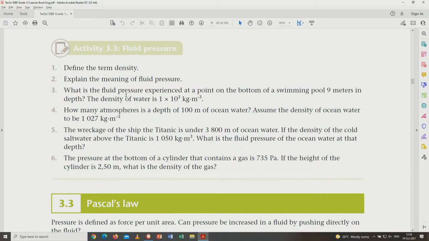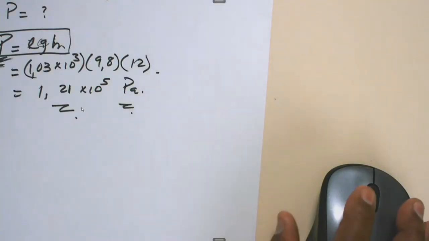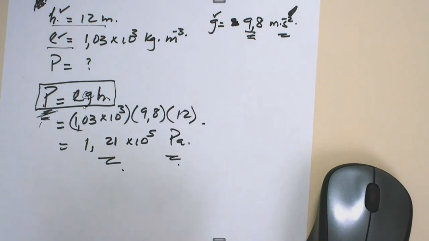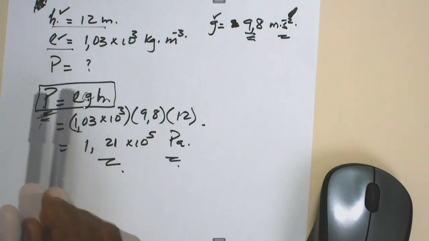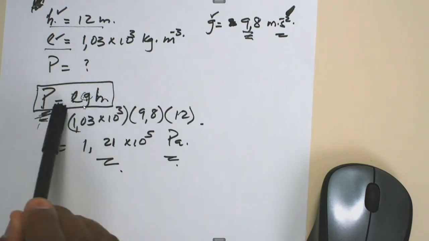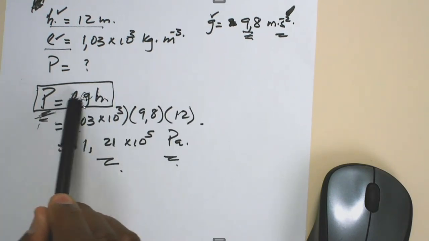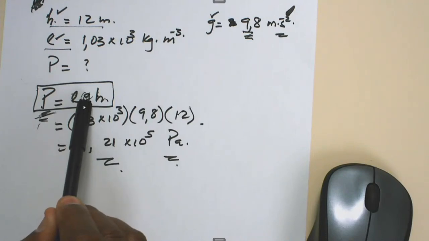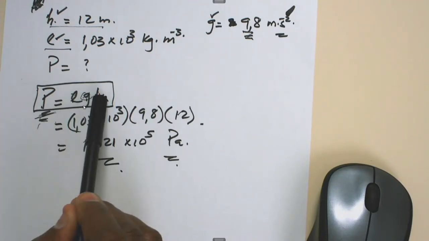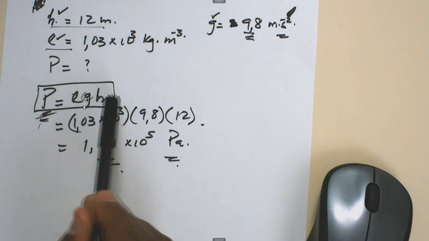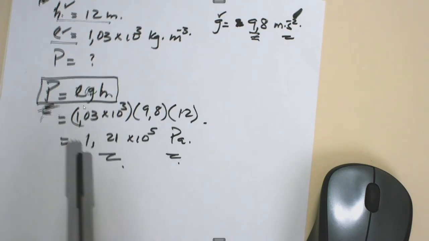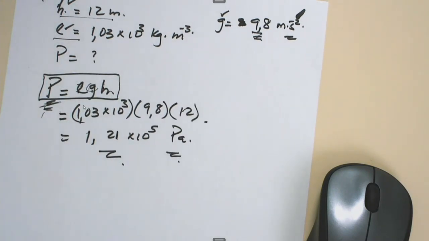I think you can do that, but the basic idea is that you need to look at that relationship. I think that is the important relationship. A pressure in a fluid is equal to density times G times height, and this height is the height below the fluid surface.